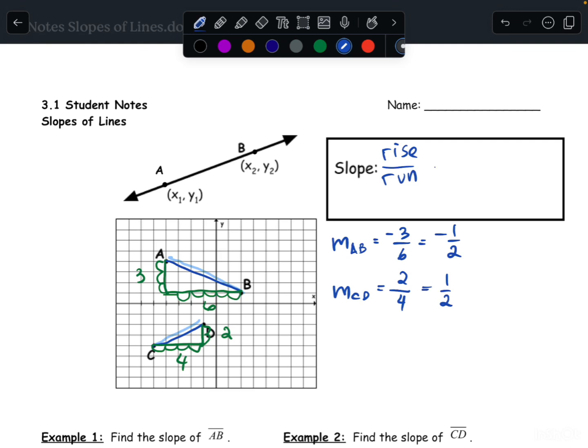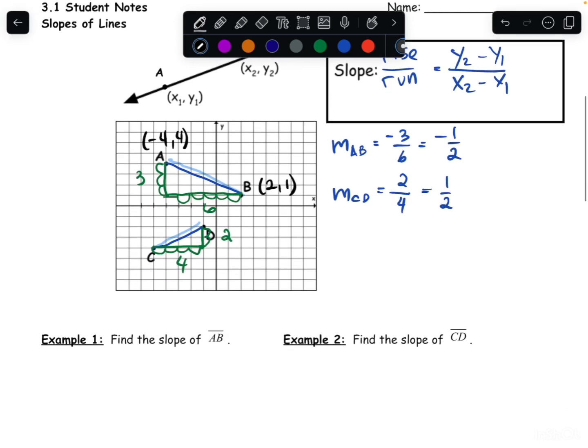Okay? So this is one way of finding slope graphically. Now we're going to find slope using the change in y over the change in x. More specifically, you're going to say y2 minus y1 over x2 minus x1. Now, let's look at our points. Our points here are for A, and you can count them, but I'll tell you it's negative 4 comma 4, and B is 2 comma 1.